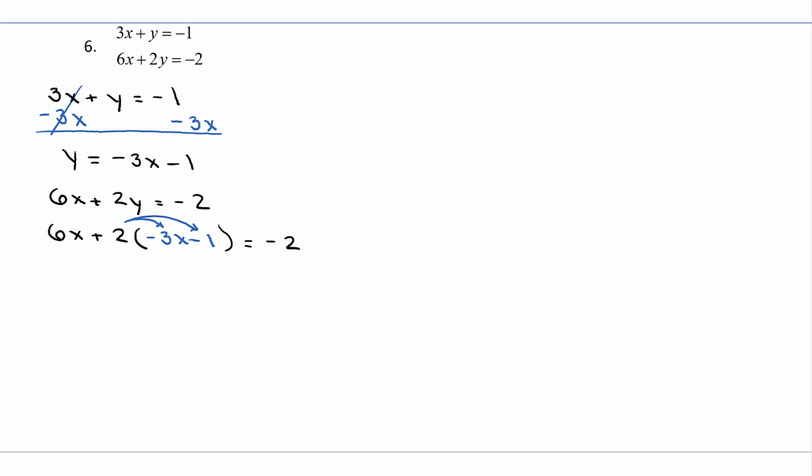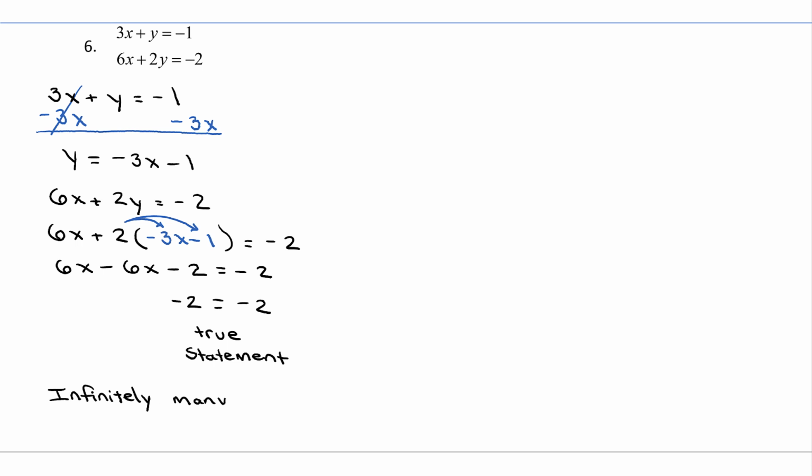And we'll be left with 6x minus 6x minus 2 equals negative 2. Now the 6x and the minus 6x are going to zero out when we add those up. And we'll be left with just negative 2 equals negative 2, which is a true statement. When you're left with a true statement, and all of your variables have canceled out, then this means that there are infinitely many solutions.